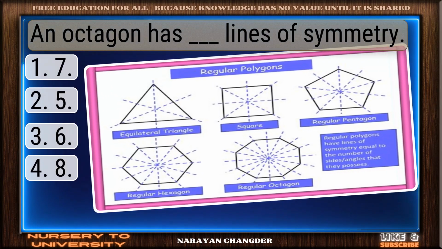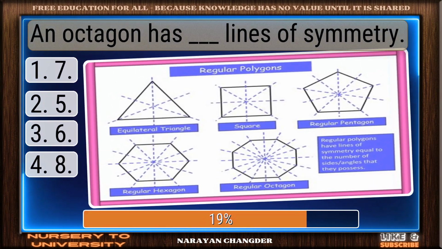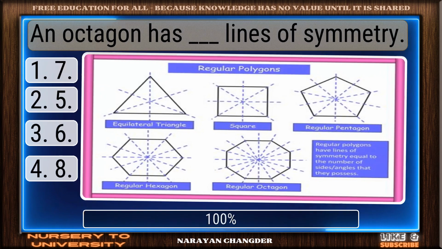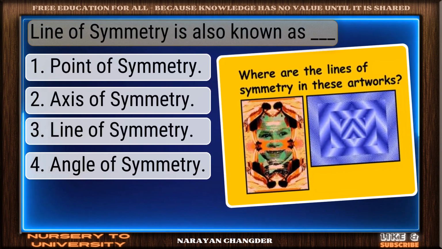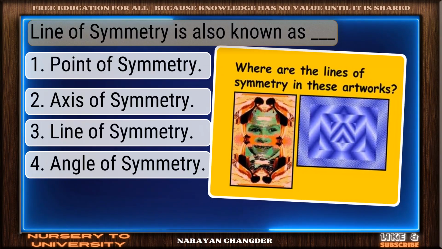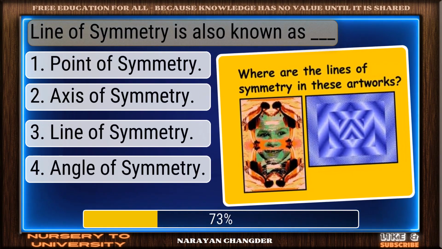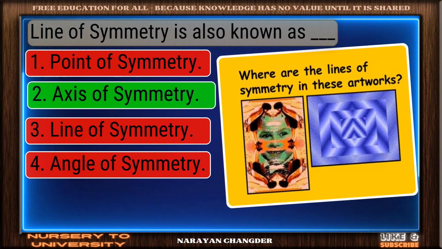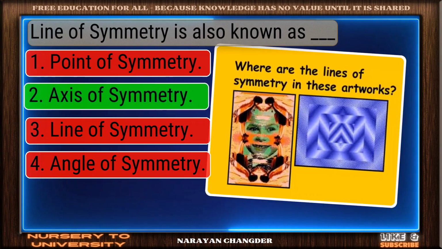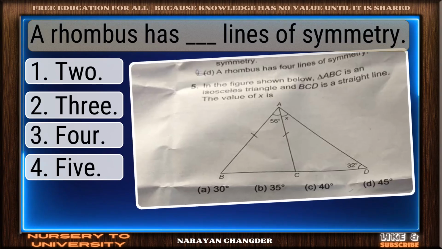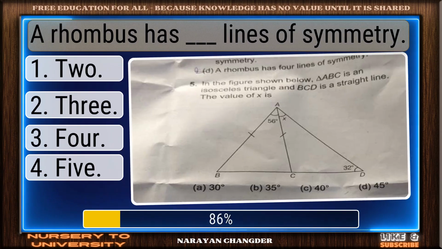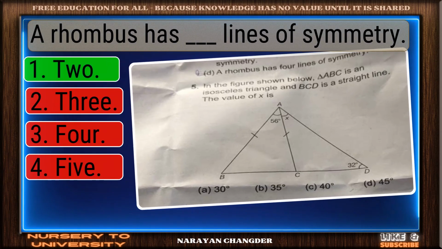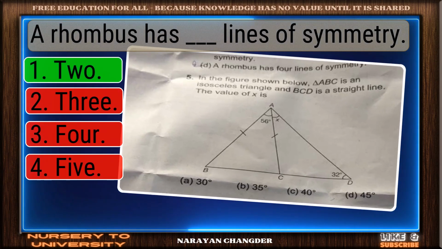An octagon has dash lines of symmetry. Well picked. 8 is the correct answer. Line of symmetry is also known as dash. On track. Axis of symmetry is the correct answer. A rhombus has dash lines of symmetry. Right again. 2 is a valid answer.